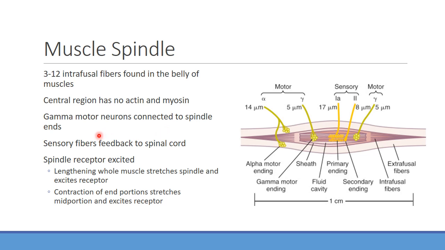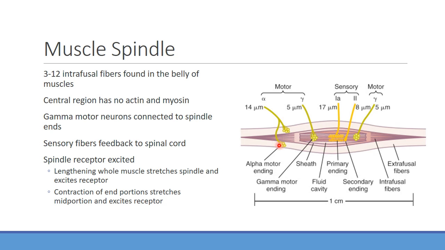So again, the sensory fibers are going to feed back to the spinal cord, and then the spindle receptor gets excited by two main things. One of which is the lengthening of the whole muscle, which is going to stretch that spindle and excite the receptor. So if you were to have, say, an increased load on the arm and cause it to extend, that will cause an increased stretch in the sarcomeres. That's going to increase stretch in those muscle spindles, which will cause activation of those sensory neurons. And then also contraction at the ends of the muscle spindle by the gamma neurons. These are also going to cause the stretch to occur as well.